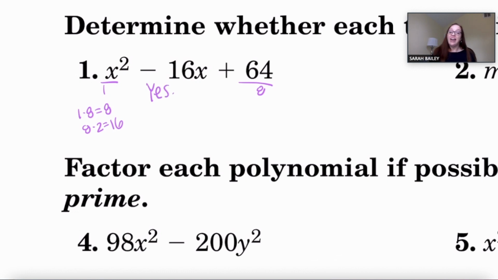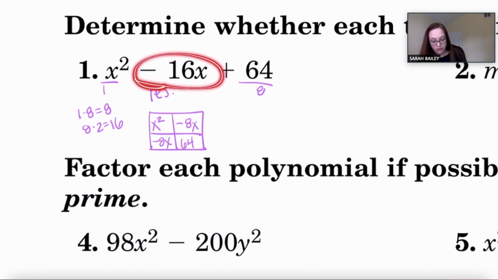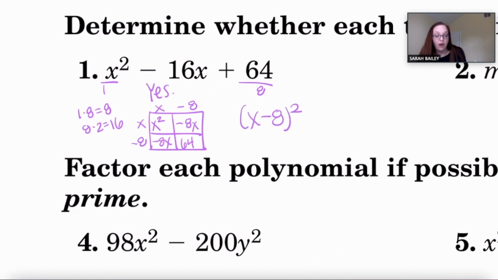And so when I factor it, let's make the box. I'm going to do x squared there, 64 there, and it's going to have to be negative, right? Negative 8x. How do I know? Because this is negative. So when I factor it, I end up with a negative 8 here, and an x, and a negative 8 there. So it's x minus 8 times x minus 8, or the quantity x minus 8 squared.